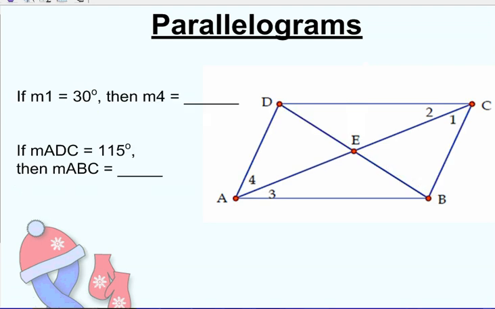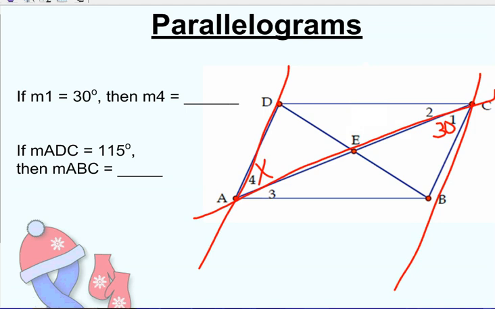Let's look at another one. We know that the measure of angle 1 here is 30. So here's angle 1. Then what is the measure of angle 4? So this is what we're looking for. Remember, we have sides that are parallel. So if our sides are parallel, and we have a transversal cutting them, 1 and 4 are going to be alternate interior angles. So alternate interior angles are going to be congruent. So this one we used that the sides were parallel, okay?